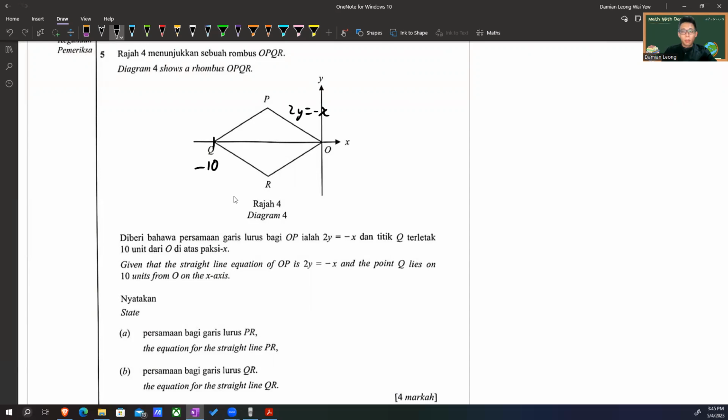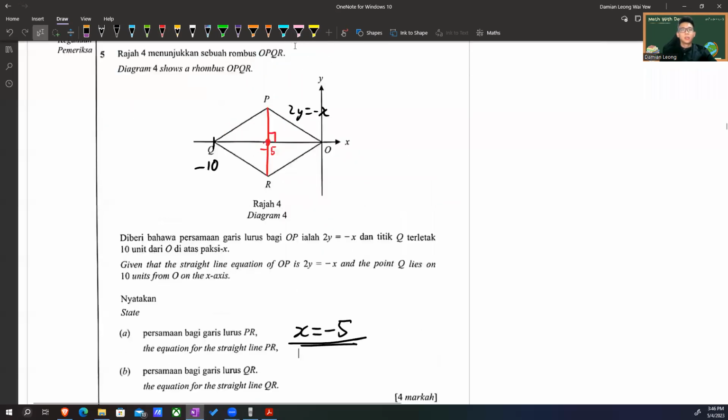So this is a rhombus. Rhombus means the diagonals will be 90 degrees. So if this is a horizontal line, this PR will be a vertical line. And it should be right in the middle. It should be the midpoint. It's the perpendicular bisector of each other. So here it should be right at the midpoint, negative 5, means x equals negative 5. That's for A.